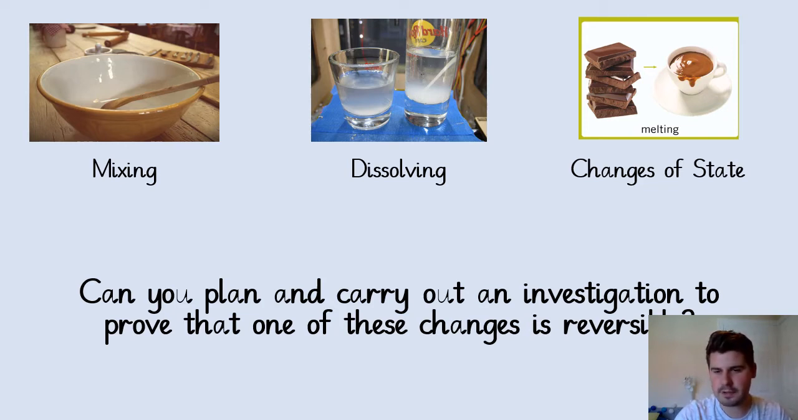So I'm going to move myself out of the way and you can see the main question that we're going to be looking at. Can you plan and carry out an investigation to prove that one of these changes is reversible?